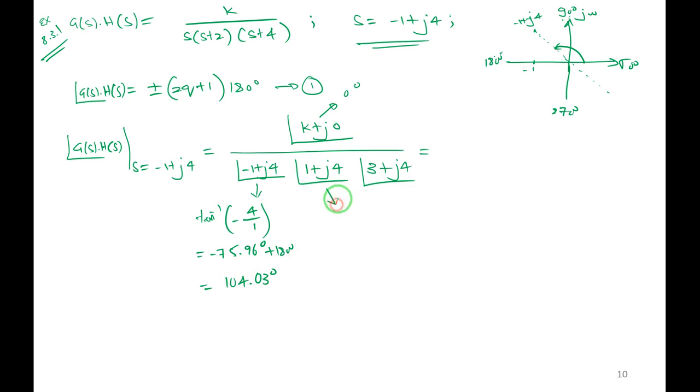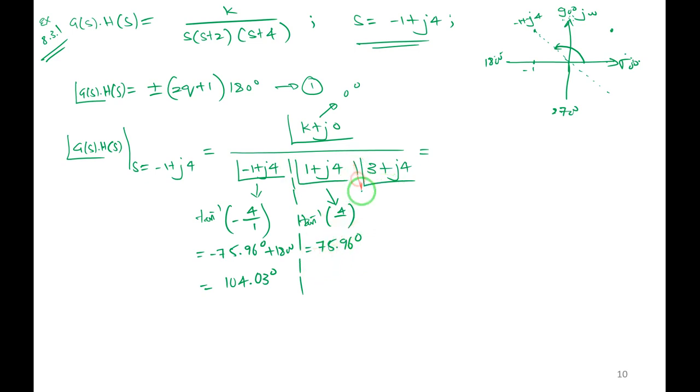Next, we will calculate this angle. Tan inverse of 1 plus j4. So 1 plus j4 means a point will come here. The angle is lying between 0 to 90 degree. I am very much sure it should lie between 0 to 90. So let me calculate tan inverse of 4 by 1. So I am getting 75. Yes, it is fine, between 0 to 90 degree. It is correct. So it is 75.96 degree.